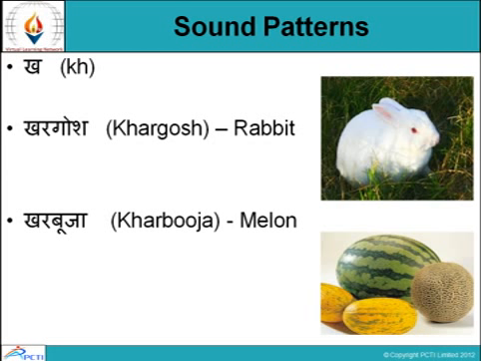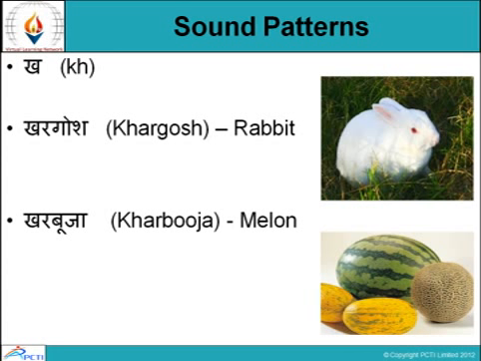After ka, the next sound pattern, kh. It's kh. That was ka, it's kh. Kh, khargosh. Khargosh is rabbit. A beautiful small animal you can see in the picture. White color, beautiful long ears, sweet eyes and an innocent face.